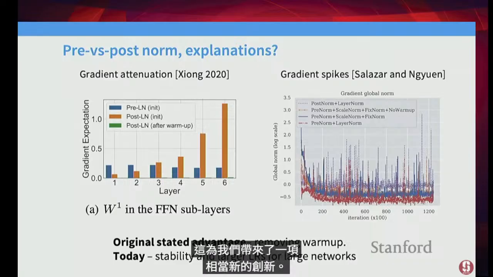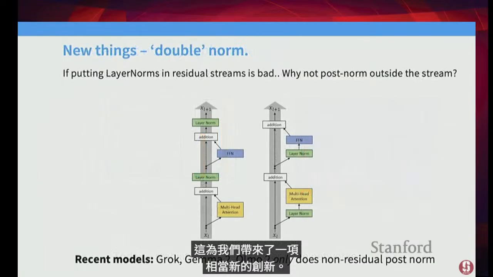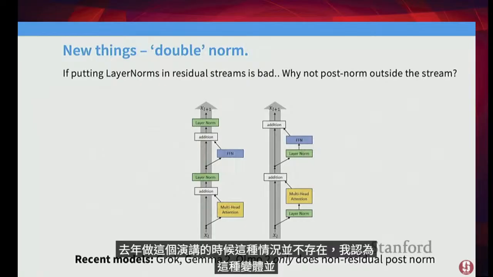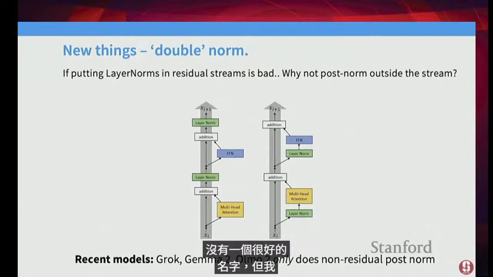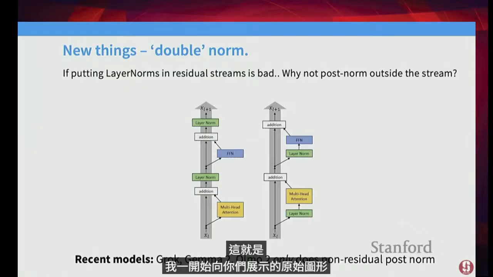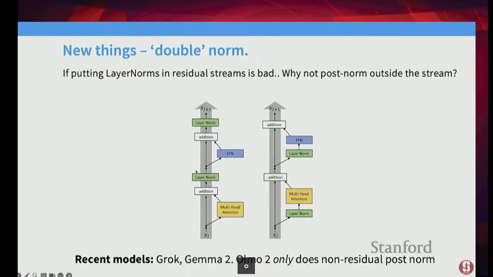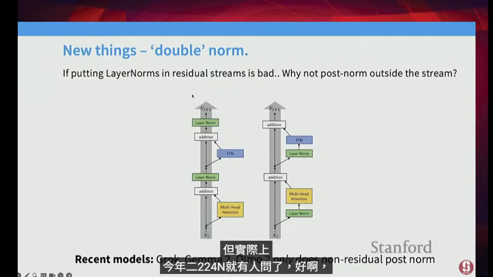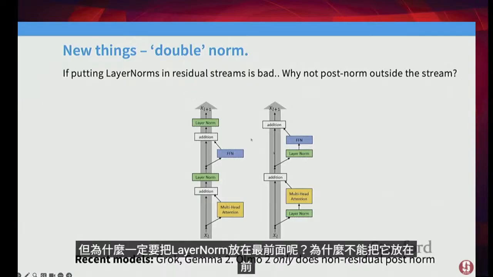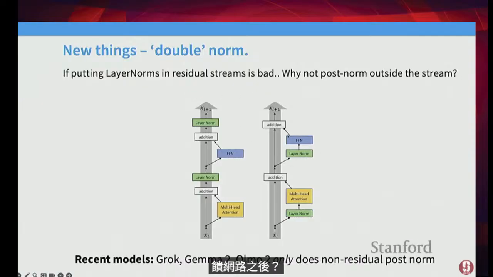And so this brings us to one fairly recent innovation. I think this didn't exist when I gave this lecture last year, which is this variant that I don't think really has a great name, but I'm just going to call it the double norm for the moment. So this is the original figure that I showed you at the very beginning. And we know that putting layer norms in the residual stream is bad. But actually, someone in 224N this year asked, well, why do you have to put the layer norm in the front? Why can't you put it after the feed-forward network? And of course you can.